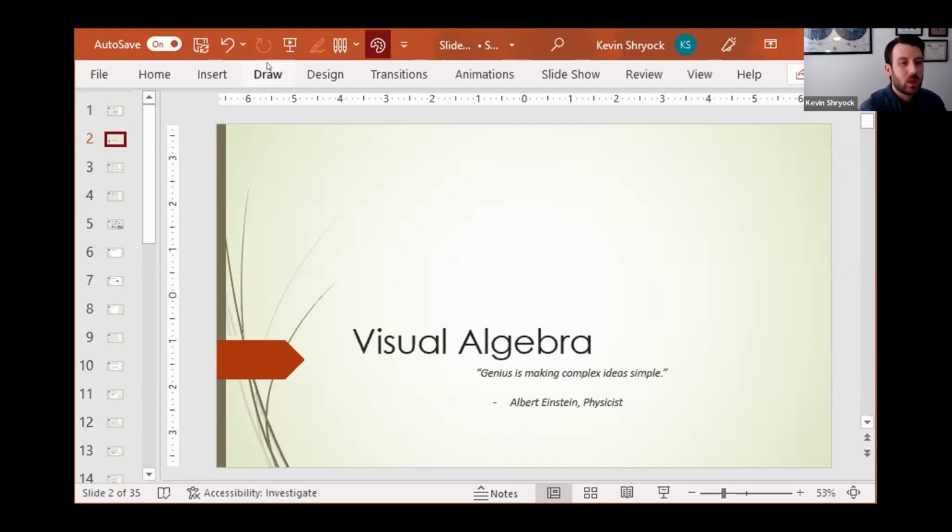So I've got us started with a quote from Albert Einstein that genius is making the complex ideas simple. And today I'm going to try to demonstrate that for you, because I am going to go through somewhere around 10 different things that you have probably been told to memorize throughout your algebra experience. And I am going to simplify it into one picture. And that picture is going to be of a rectangle. One of my favorite shapes, if not my favorite shape. So versatile, so awesome.